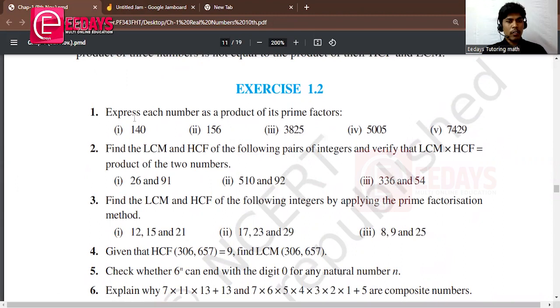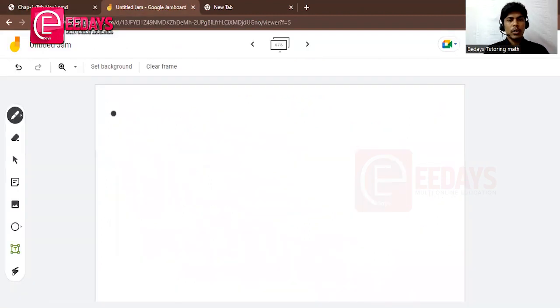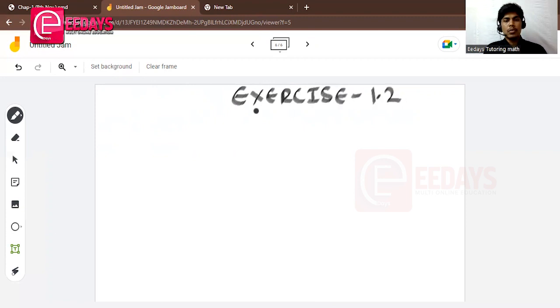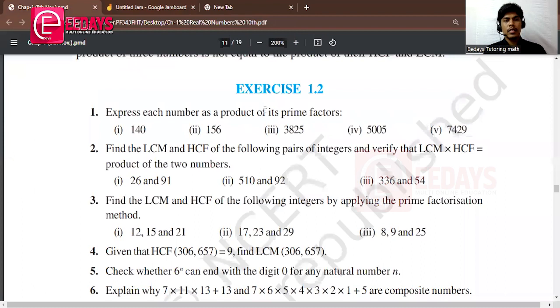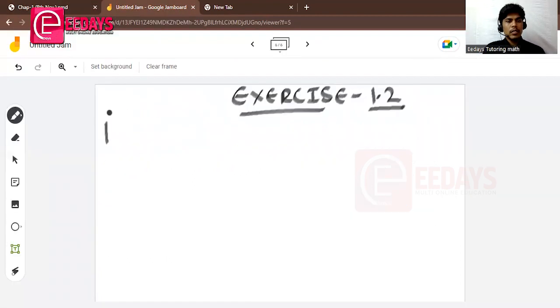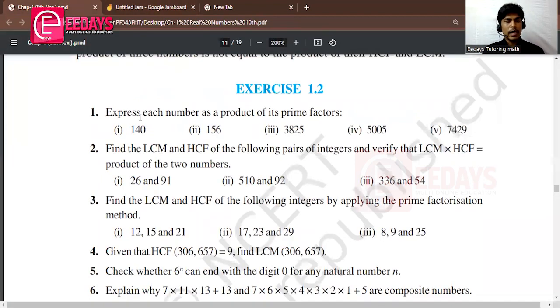How to solve this? Now, the first question in Exercise 1.2. Let's start. What is the question? Express each number as the product of prime factors. Is it difficult? We just write it in the form of prime factors. We are not finding HCF and all those things. We just write the prime factors.